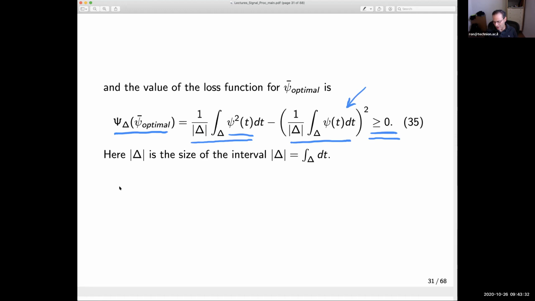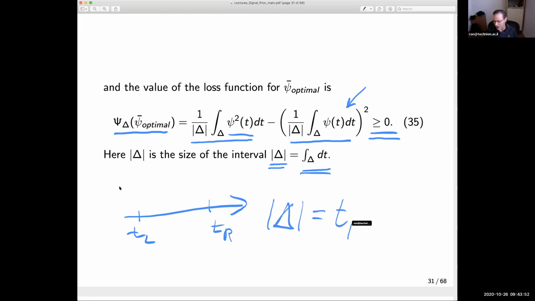Again, the size of delta is nothing but the integration over the interval of t. So it would be nothing but taking t on the right and t on the left, and delta would be nothing but subtracting from t right, t left.